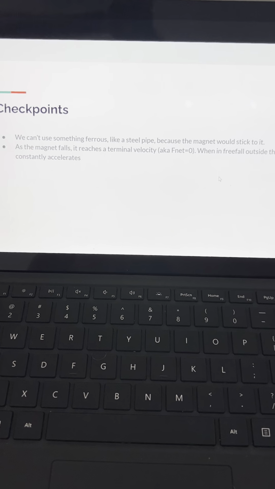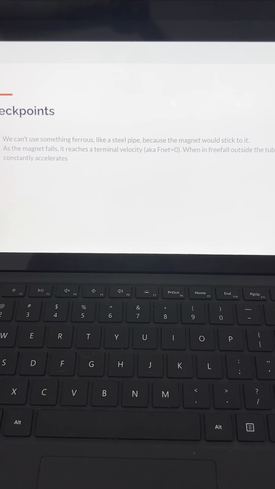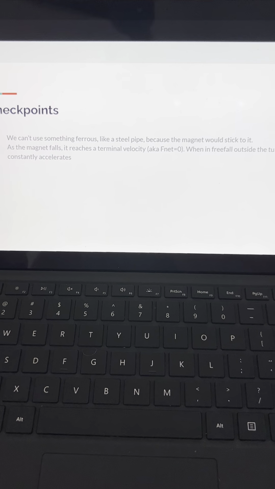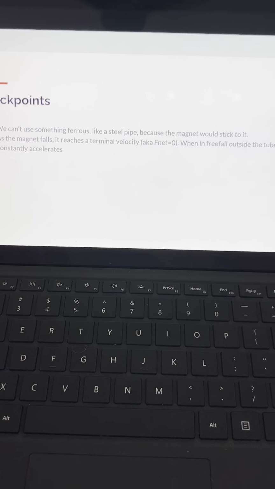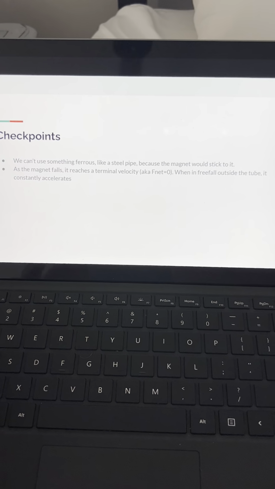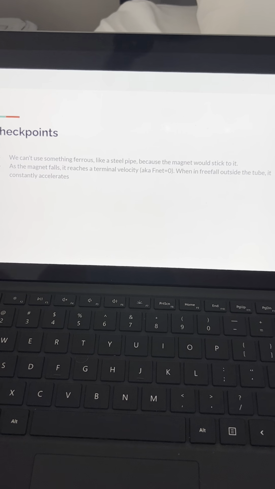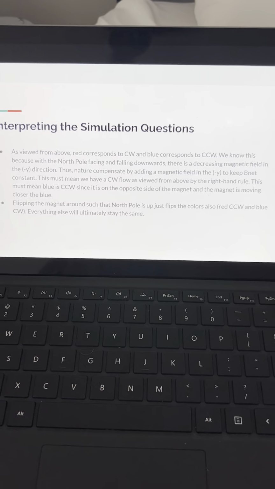So here are some checkpoints. We can't use something like a steel pipe because the magnet would have stuck to it. We need something that's non-magnetic in order to do this experiment. And as the magnet falls, it reaches a terminal velocity. If it wasn't falling in the tube, it wouldn't reach a terminal velocity. It would just constantly accelerate and go faster.